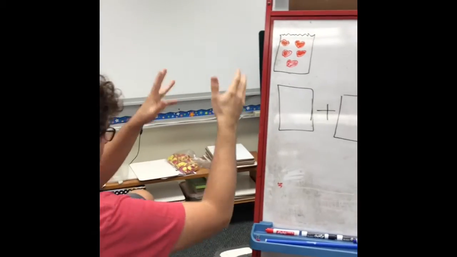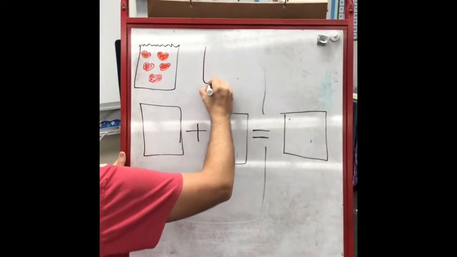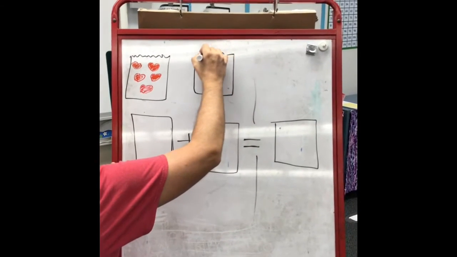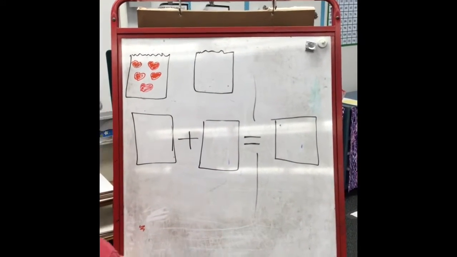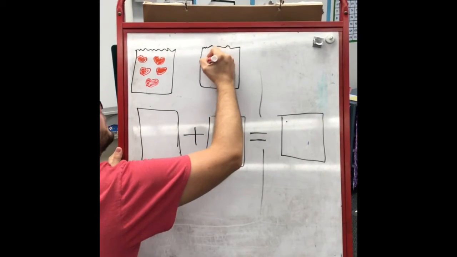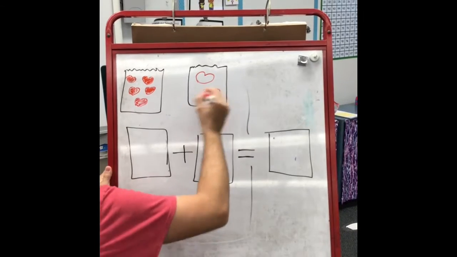So we got our bag, we got our first number. The second one was 2 apples in another bag. So let's draw another bag. Make sure it's not the same bag. And this one has 2 apples in it. There's 1 apple. There's another apple.